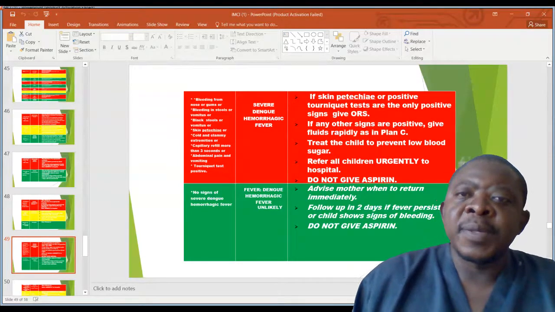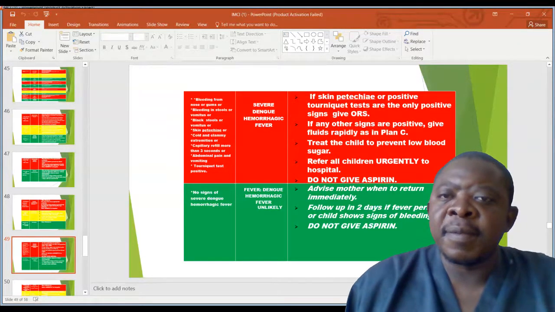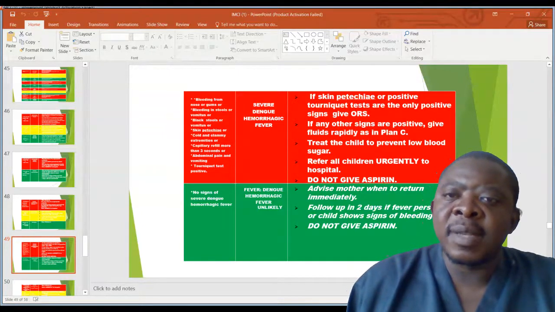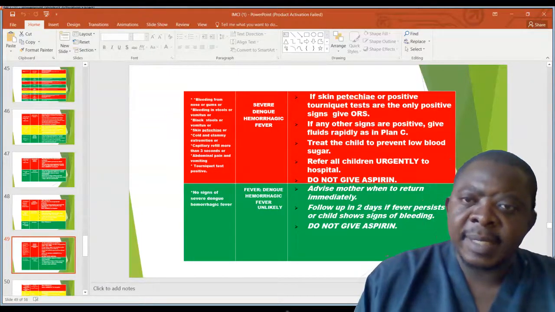So if skin petechiae or positive tourniquet test are the only positive signs, you can just give ORS. If any other signs are positive, give fluid rapidly as in plan C.